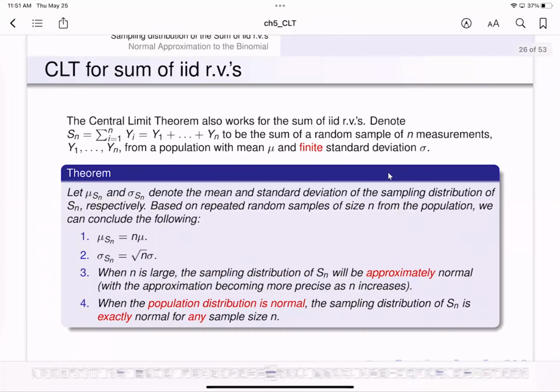And the central limit theorem for the sum will come next. There you will see a similar situation applied, except that the mean and the variance formulas will be different.